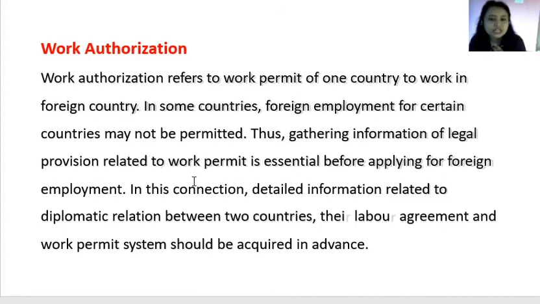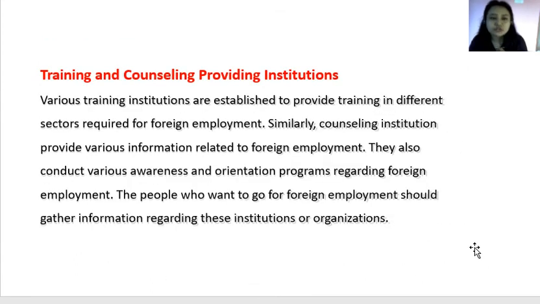Thus, gathering information on the legal provisions related to the work permit is essential before applying for foreign employment. In this connection, detailed information related to the diplomatic relation between the two countries, their labor agreement, and the work permit should be acquired in advance. It is not compulsory that you know about the diplomatic relation between the two countries and everything. But if you gain the knowledge, then it will be very easy for you to understand the rules and regulations in the context of working and authorization. It will be a basic thing that helps boost your confidence while going into foreign employment.